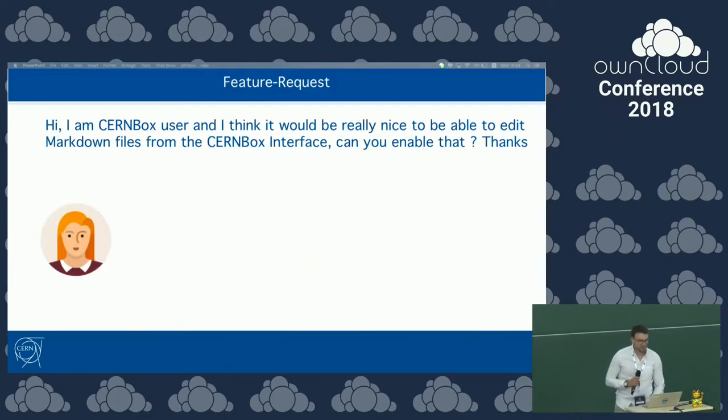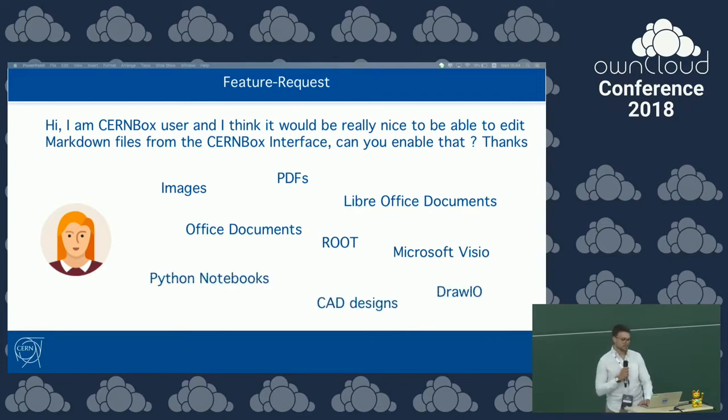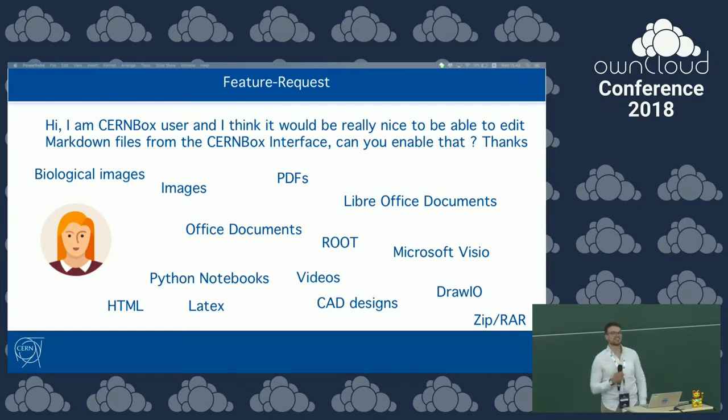So how many of you that are running an ownCloud service have ever encountered a feature request from some user asking you to integrate some application in order to manipulate Markdown files, or images, or PDFs, or LibreOffice documents, or Office documents, or root files, scientific files, or Microsoft Visio files, or Python notebooks, or CAD designs, or Draw.io schemes, or being able to edit HTML from the browser, or edit LaTeX files, or opening videos from the web interface, or inspecting the contents of a zip or RAR archive, opening biological images, etc. And the list is growing. Every day, users are demanding more and more integration.